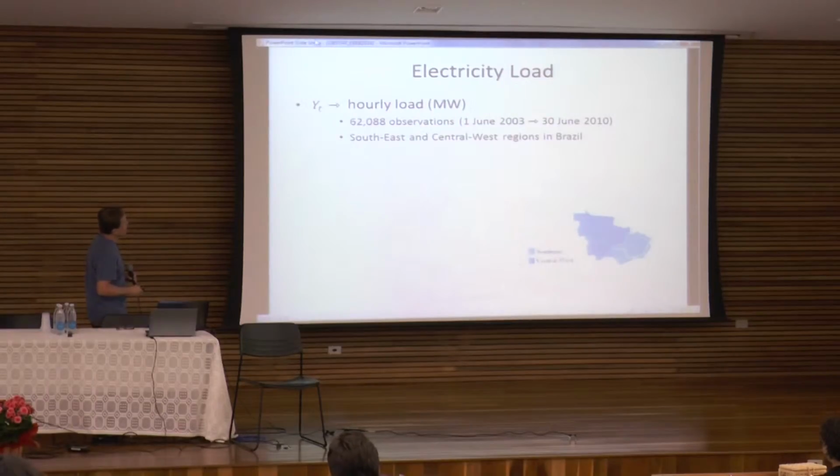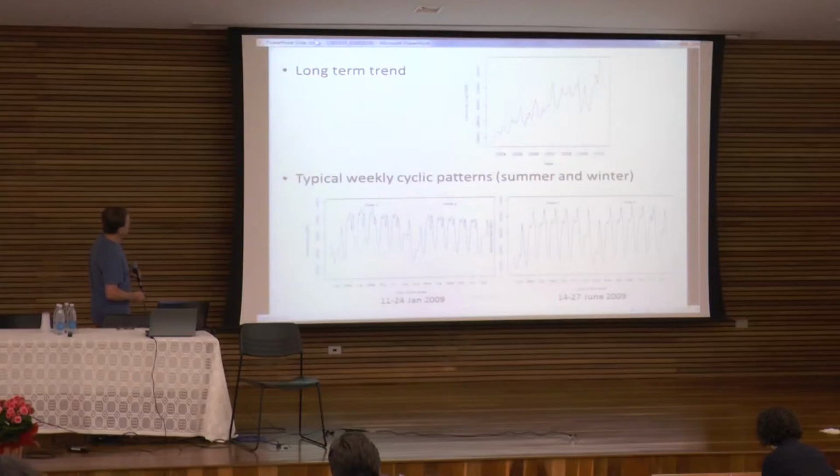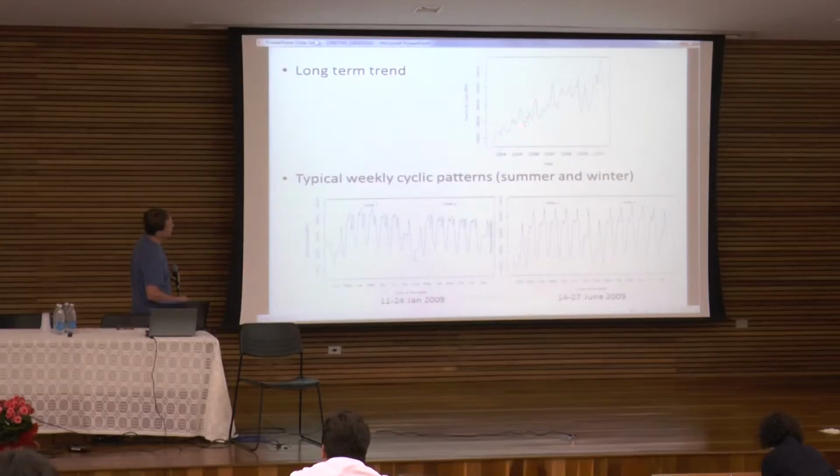We have the data starting from the 1st of January 2003, a 7-year span of data, 62,088 observations. And we used average temperature as the transition variable. So this is the data. The data shows a long-term trend, as can be seen in that plot there. It looks like there's an increasing variability as well, and it looks like a linear increase, a linear trend.